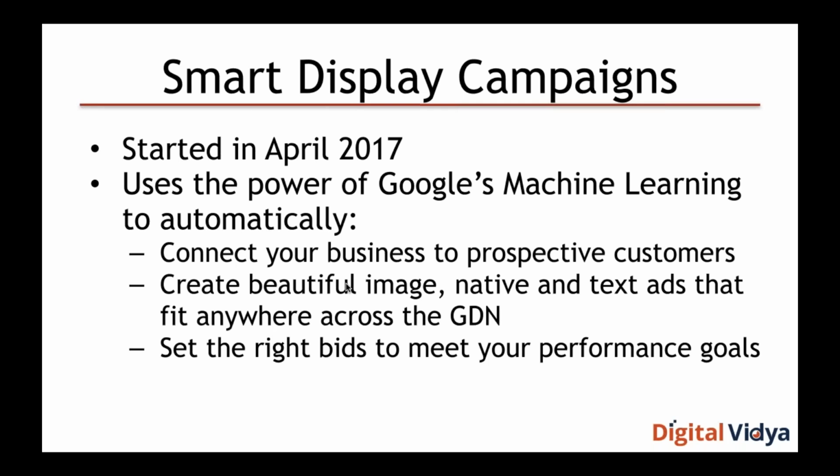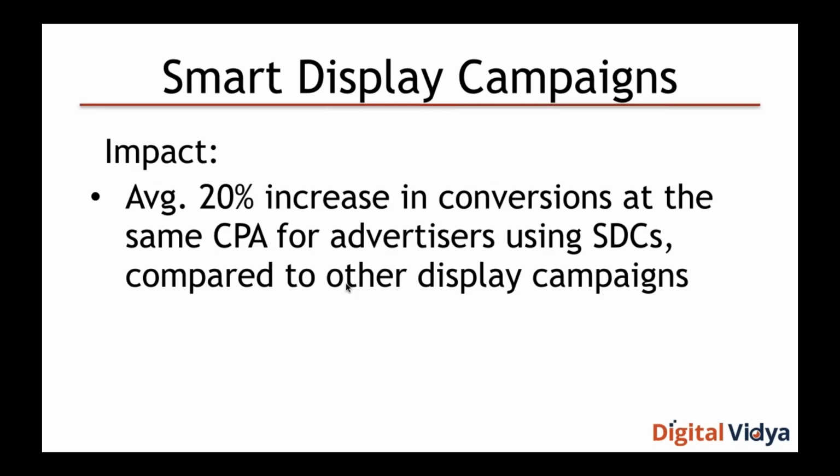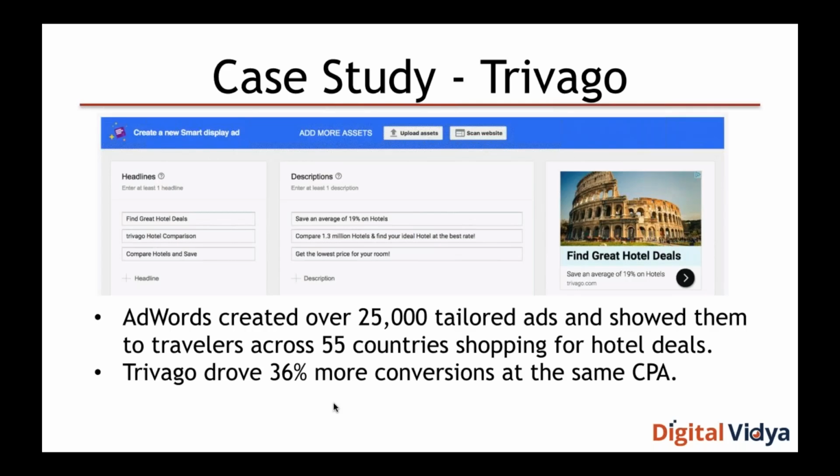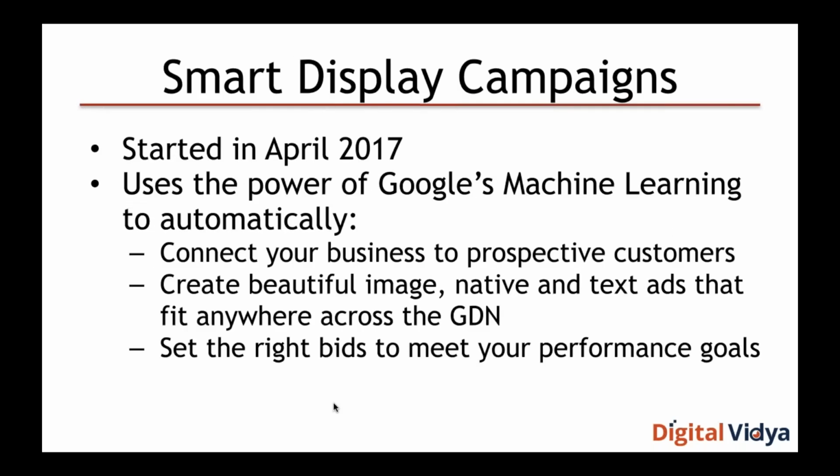So they've added some bit of machine learning, and then they say that if you try this out, you can get this kind of impact, right? Advertisers have seen average 20% increase in conversions at the same CPA. So what is happening here is a lot of things here are automated. Okay, so your campaign creation process will be simpler, and you don't have to choose any targeting at all. It's a very, very simple campaign to create.